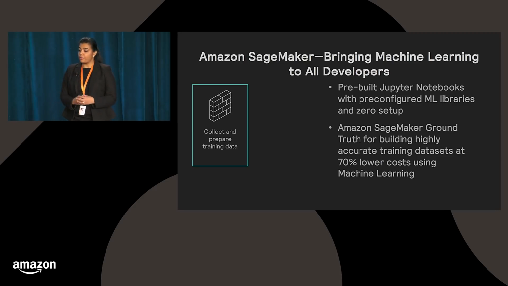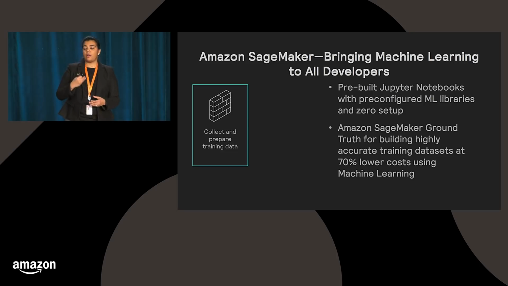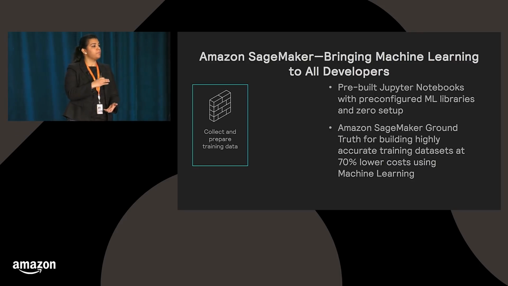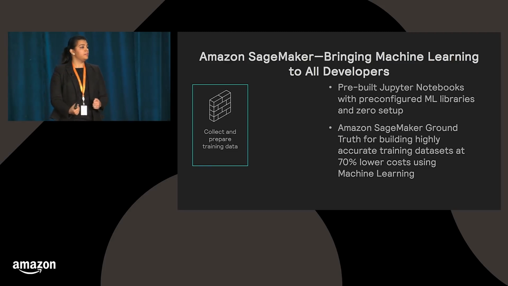So with SageMaker Ground Truth, what you can do is you can hand label a small portion of the data, and we train our machine learning models to then predict labels for the rest of the data set. And you have a few levers here that you can use to control how these labels are generated.